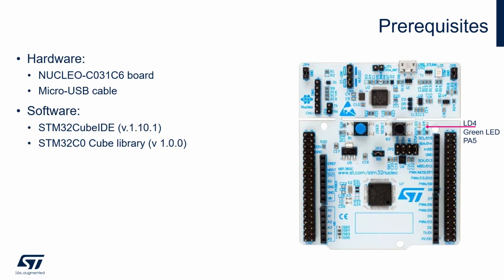Prerequisites. As hardware I will use the Nucleo C031C6 board, which is equipped with the STM32C031C6T microcontroller. You can use any other STM32 based board or STM32 device which is equipped with DMA MUX. To connect the board to the PC, I will use a micro USB cable, and as software, I will use STM32CubeIDE, in my case version 1.11.1, but you can use any other version above 1.10.1. As a library, we will use the STM32C0 Cube library in version 1.0.0.